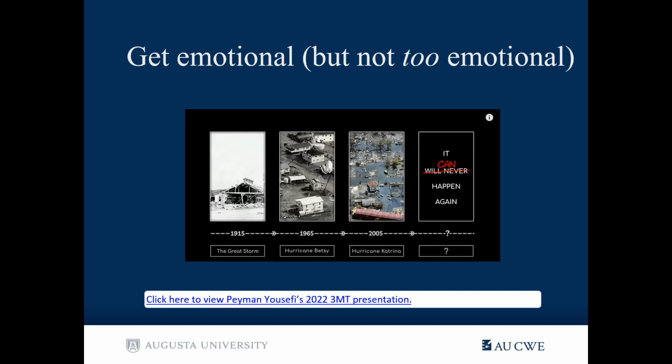And this one really capitalizes on using the audience's emotions, showing 3 disasters occurring roughly 40 years apart, and then leaving the question open of what's going to happen next. He connects his talk with the images by opening with a quotation from the governor of Louisiana after Hurricane Betsy hit, saying, "It will never happen again," but erasing that "will never" and writing in bright red font to change the sentiment to "it can happen again."